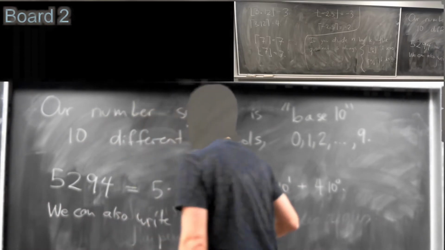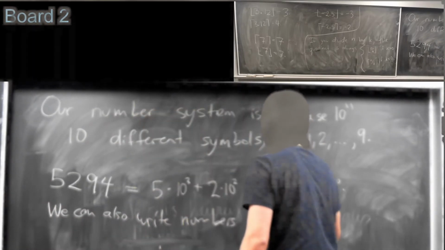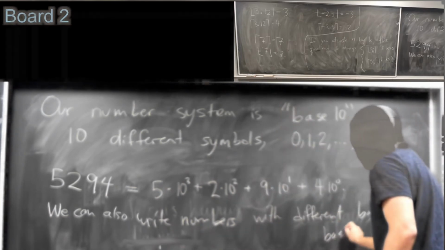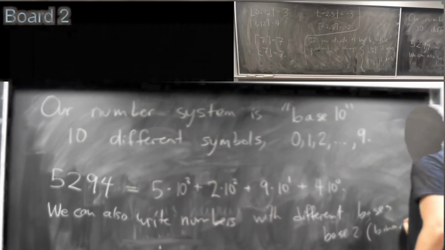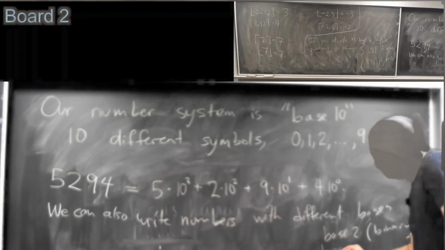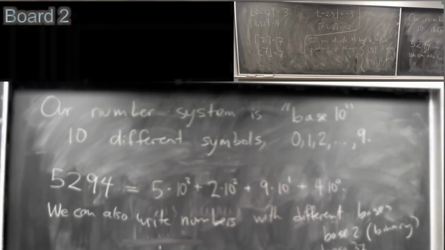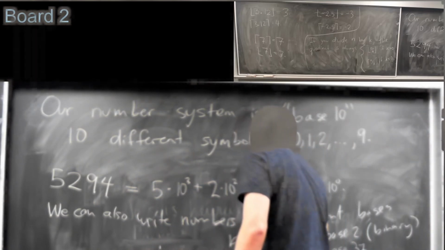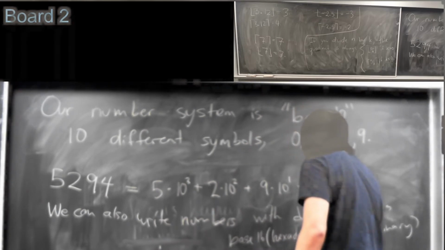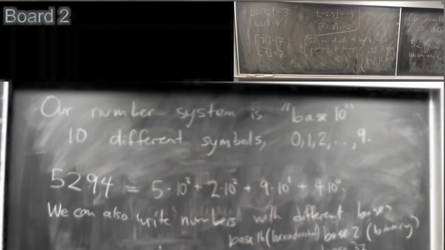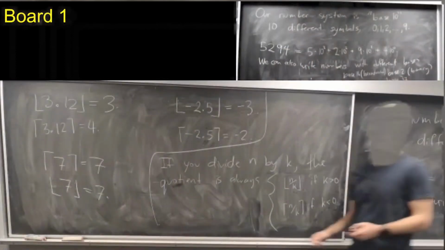So yeah, we can also write numbers with different bases. So base 2 would be binary, right? But we could also pick anything else. We could do things base 37 if we really wanted to. Or base 16, which is called hexadecimal. As far as I know, base 37 doesn't have a name, but we can do it with respect to any base. Okay. So what do I mean by that?